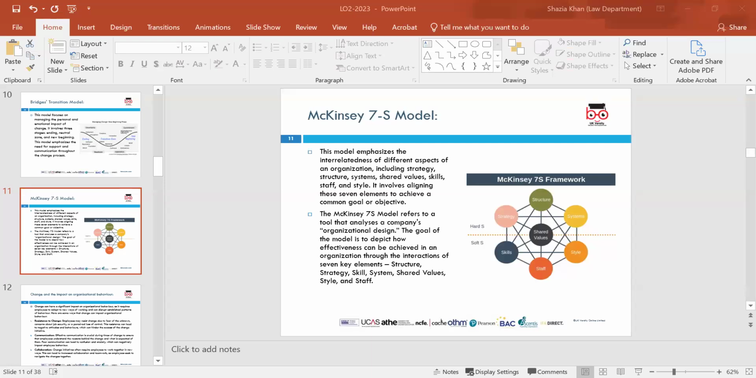This is used by many organizations, and the whole point of this is to try to coordinate and identify any issues around it. So, try to look at the elements of the organization, the strategies, systems, shared values, skills, and it involves aligning these 7 elements to achieve a common goal and a common objective.